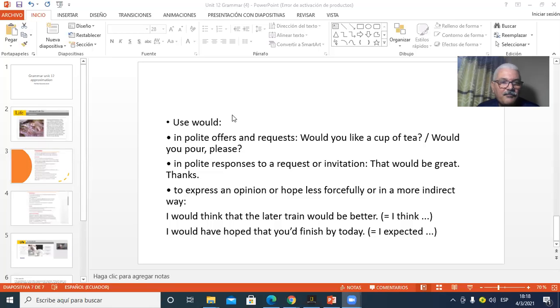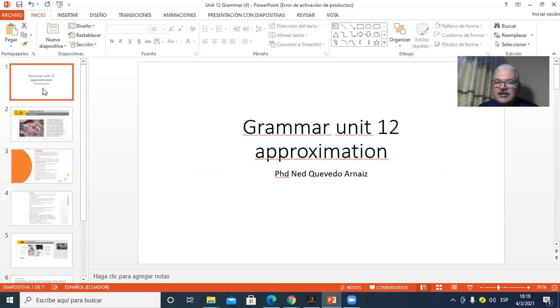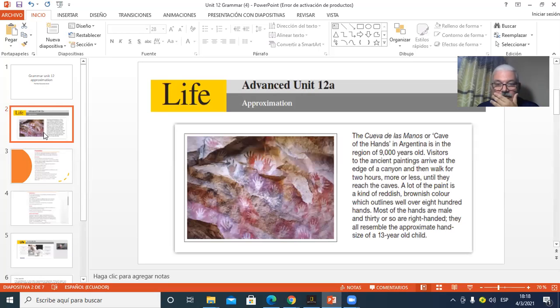Then that's something that we are going to study today. We will focus attention on certain words that we use for approximation. And that's the topic of today's lesson, okay? So grammar in this unit is going to analyze approximation, mainly approximation. We will also analyze would, okay? And let us analyze first this example.